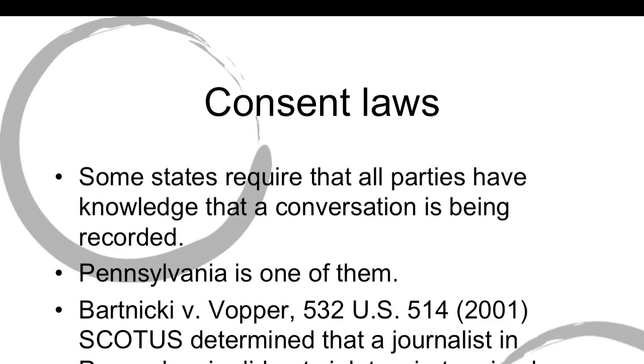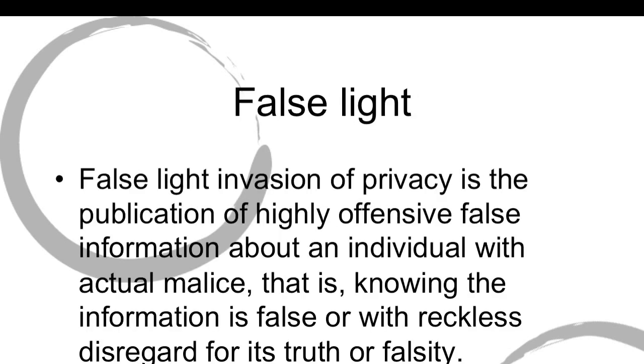But there's an important case which involves a journalist in Pennsylvania called Barnicki v. Vopper, in which the journalist did not violate wiretapping laws by using illegally recorded conversations from a third party. So the out was the journalist did not violate the two-party consent law. Someone else did and gave that information to the journalist.